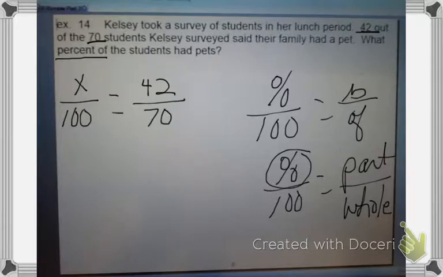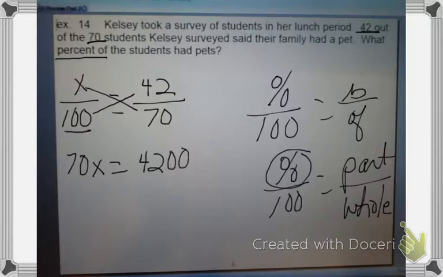I'm going to cross multiply. Again, it really doesn't matter which one you put first. I always like my variable on the left side. So I'm going to multiply x times 70 and get 70x is equal to 100 times 42. The shortcut for multiplying by powers of 10: you add the number of zeros. 100 has 2 zeros, so I'm going to add the 2 zeros behind the 42.